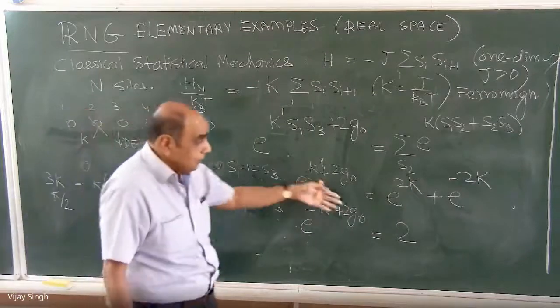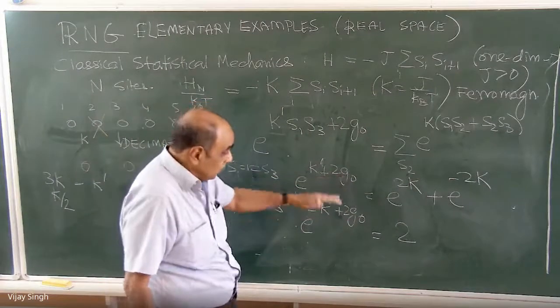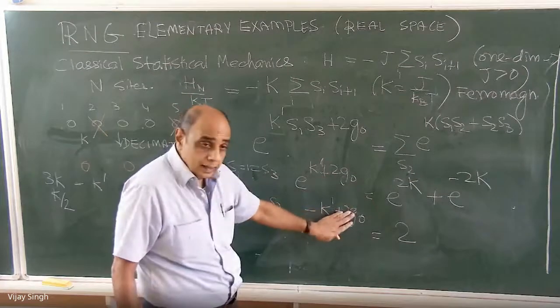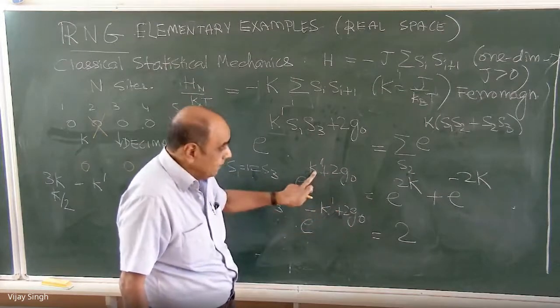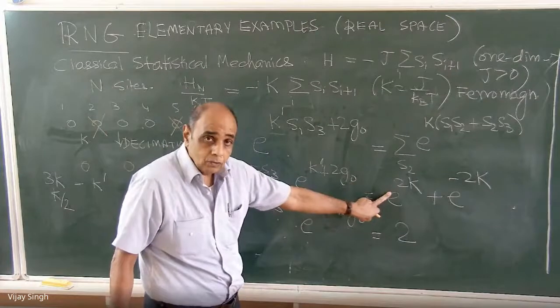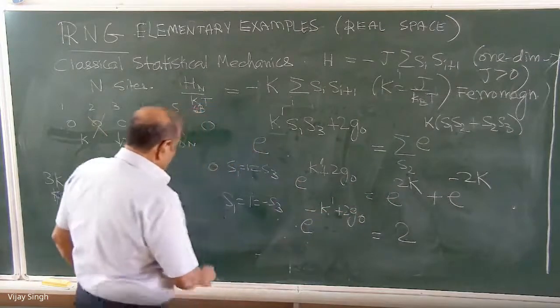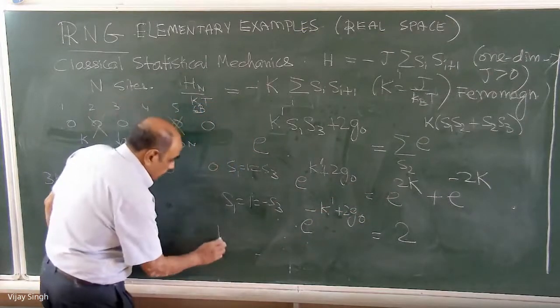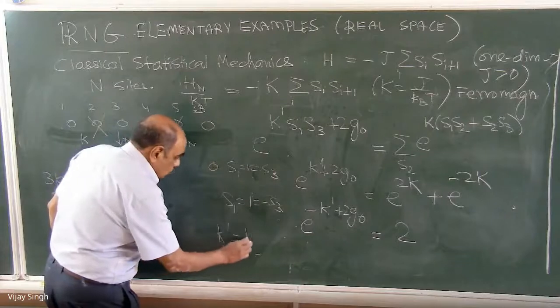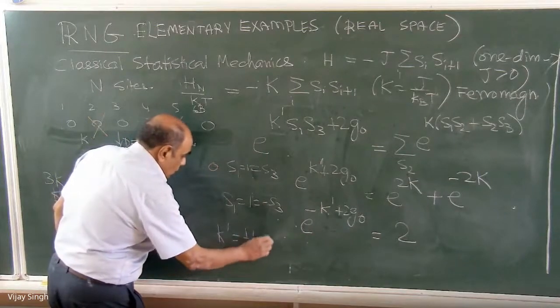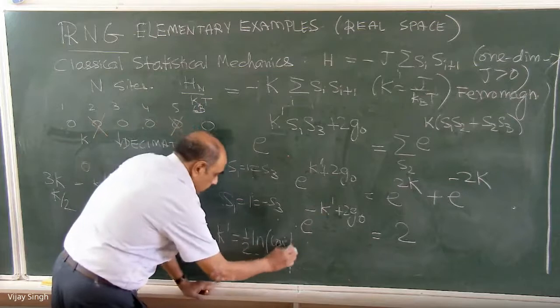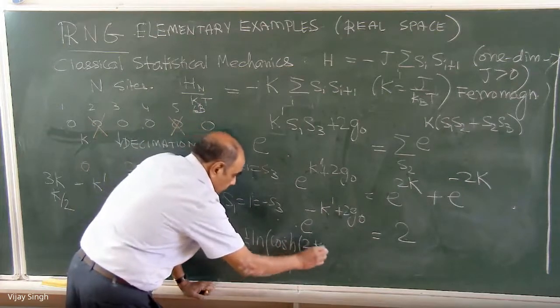So now can I solve this equation? Answer is yes. I put one on top of the other. The 2G0 cancels out. I get e raised to 2K prime is equal to cosine hyperbolic 2K. So the first equation will give you K prime is equal to half log cosine hyperbolic 2K.